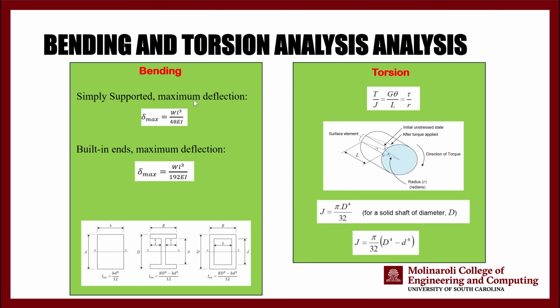For the simply supported beam, the maximum deflection is something that you are going to measure in the lab, and the maximum deflection is going to be equal to the amount of load multiplied by the length of the beam cubed divided by 48 multiplied by modulus of elasticity multiplied by the moment of inertia. And for a built-in beam, the equation is going to be different. Specifically, the denominator is going to have a larger value, 192.